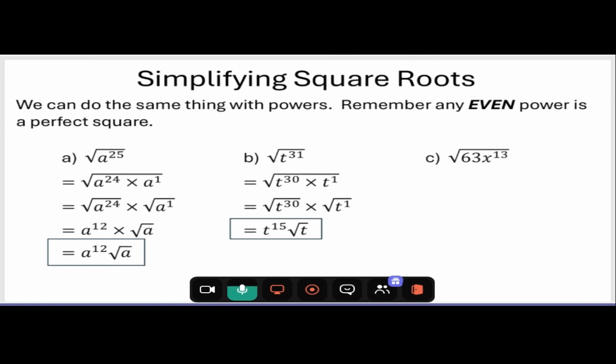So this reduces to t to the 15 root t. This last one over here, we can just do those two separately. We got a 63 and an x to the 13th. Let's break them both apart.